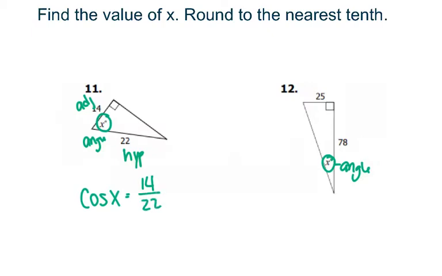And then because I'm looking for an angle measure, I have to do my inverse cosine. I just put this in my calculator, and I'm going to round to 1 decimal place, and I get 30.6.